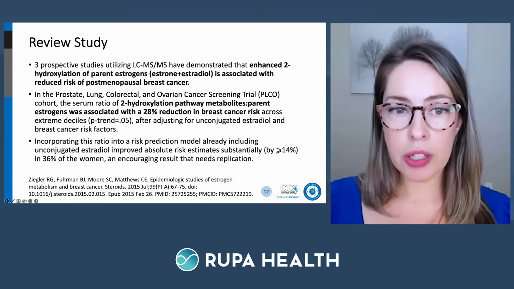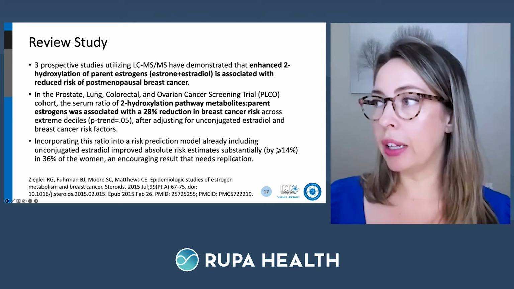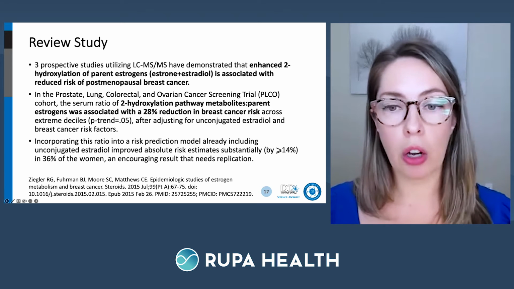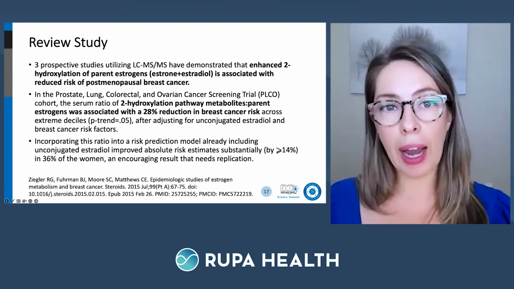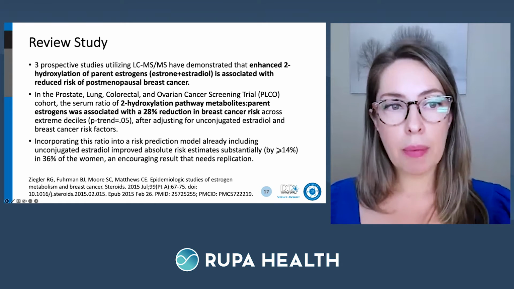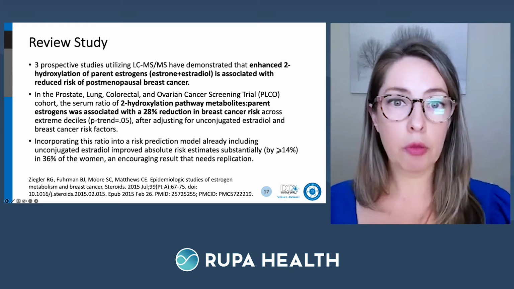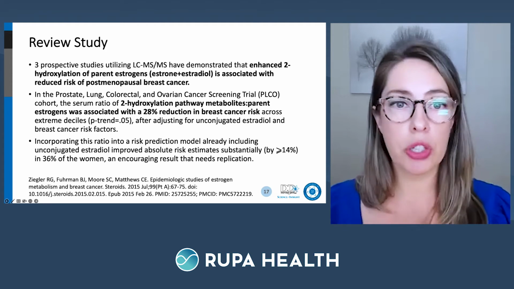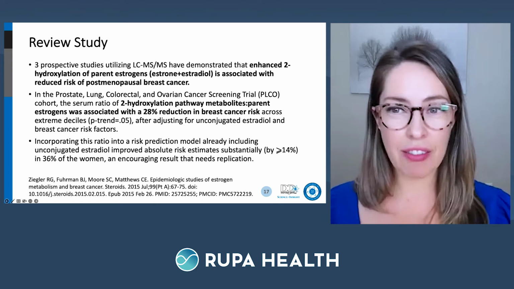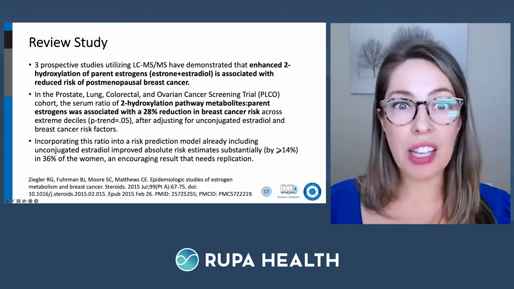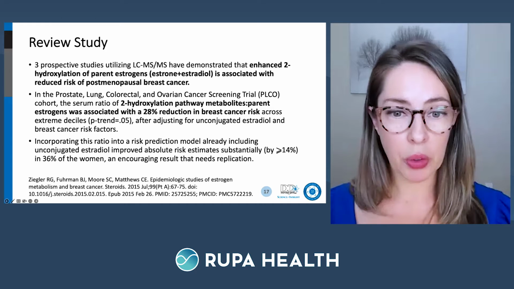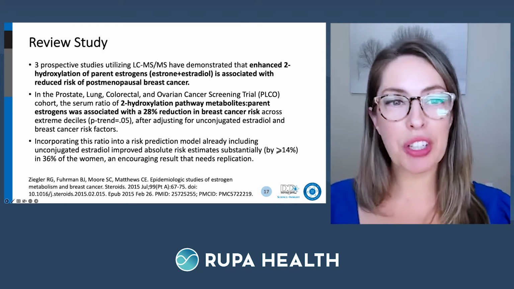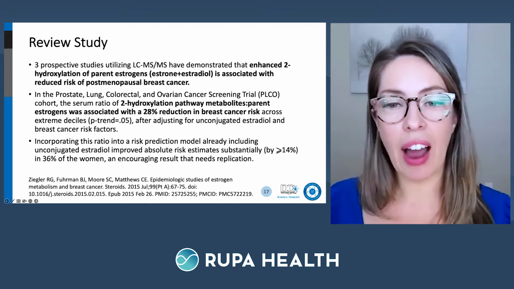This was a review study looking at 3 prospective studies. They were using LCMS, or mass spectrometry liquid chromatography, which is important. That type of lab testing is much more sensitive and specific for these teeny little metabolites that we're testing. A lot of studies in the past were using immunoassay, which just isn't very sensitive at picking up some of these teeny tiny molecules. So that's part of the problem with some of the research, but always look for that. Make sure the study is using LCMS to really rely on what you're seeing.